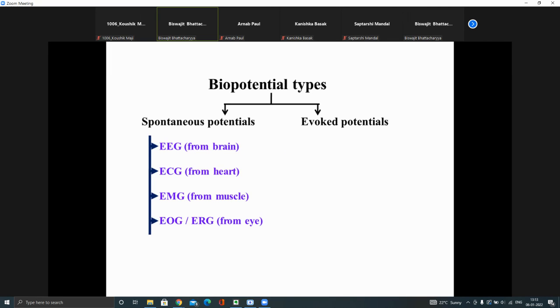We'll see also that our biopotentials have two types. One is called spontaneous potentials, the voltages that are always being generated inside our body continuously. Another is the evoked potential: when some special external conditions come, then only our body will generate some special voltages, not the voltages under normal condition. These are called evoked potentials. Let's see this, but first we want to go to the spontaneous potential.